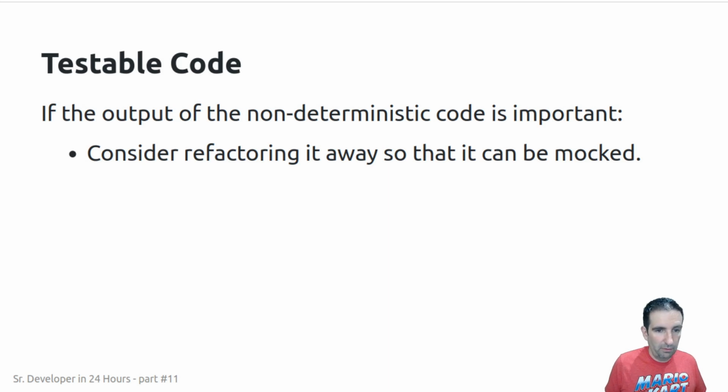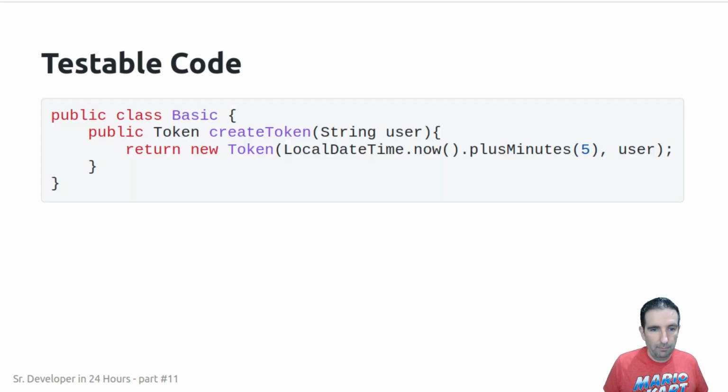The first option is considering refactoring away so that we can mock it somewhat easier. So let's look at something like this. Here we are creating a new token that is going to expire in 5 minutes from right now. And we're going to create this token for a particular user. This is pretty simple, but again, we have something that is non-deterministic. How are we going to verify that the right expiration date was created?